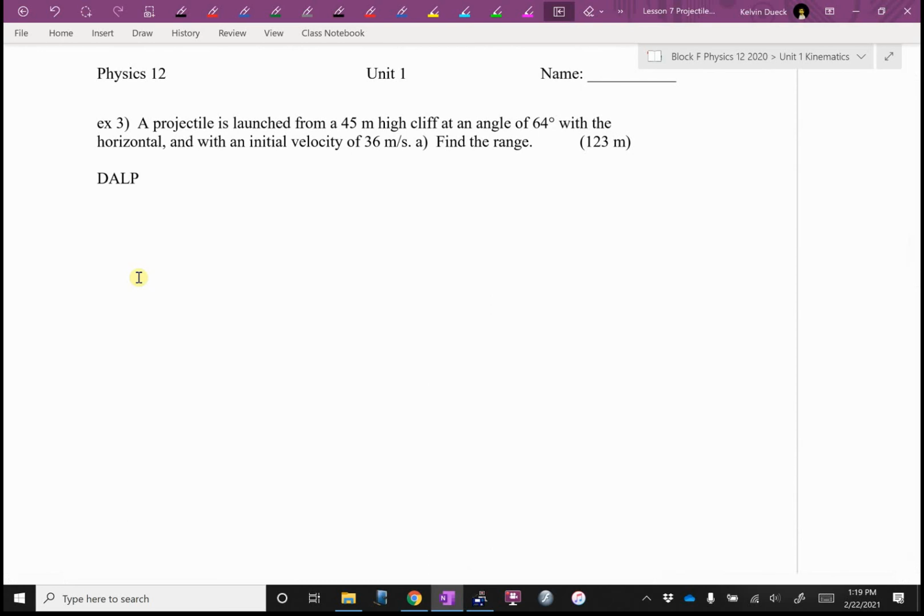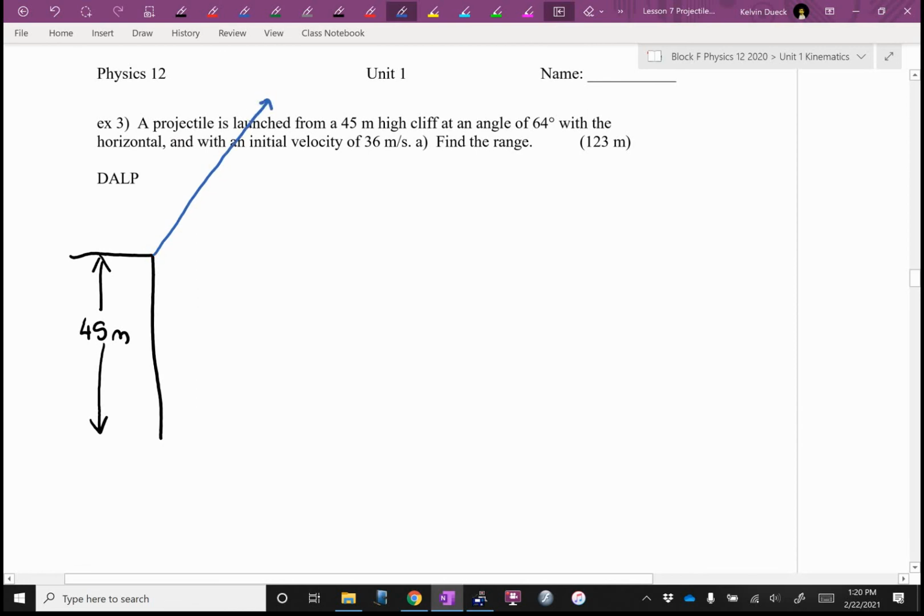Okay. Uh-oh. I didn't give you the picture this time. Projectile is launched from a 45-meter high cliff, you say. And it says the cliff is 45 meters high. At an angle, do you say angle, of 64 degrees? With an initial velocity of 36 meters per second.